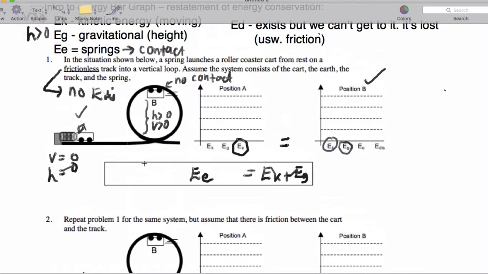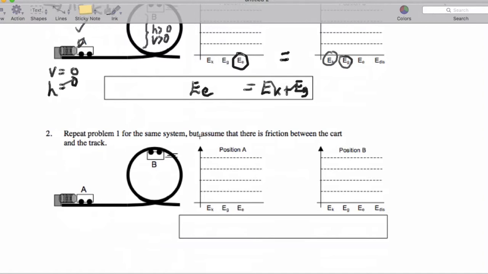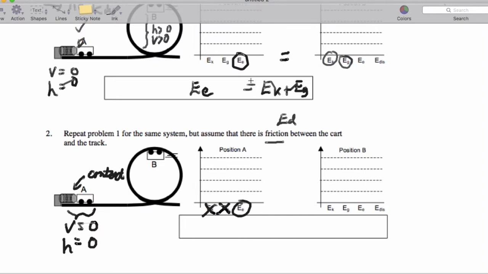Now, for number 2, it says, let's assume that there's friction between the cart and the track, so that means there is E dissipated at the end. So starting at the beginning, here, once again, there is no speed at the beginning. It is on the ground. So that tells us there's no Eg and no Ek. We are in contact with the spring, and therefore we know that there is an elastic energy right here.